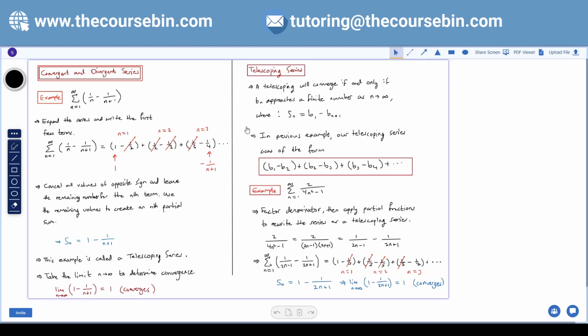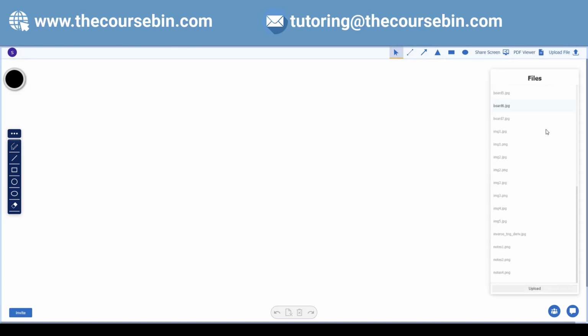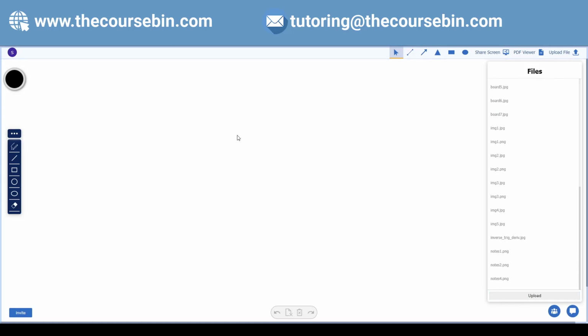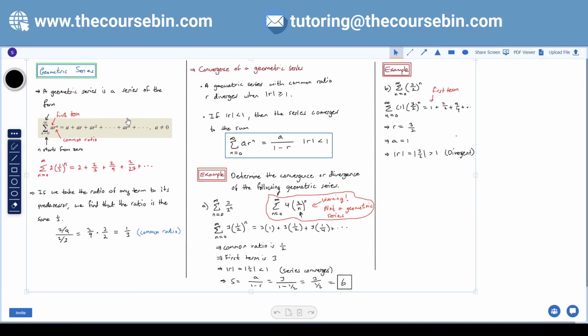Okay, so let's take a look at what else we did here. Right, so geometric series was next. And geometric series is fairly straightforward, right? You just essentially have a series where each of the terms are multiples of each other, right? They're just multiplied by a common ratio. So a, a times r, a times r squared, and so on.